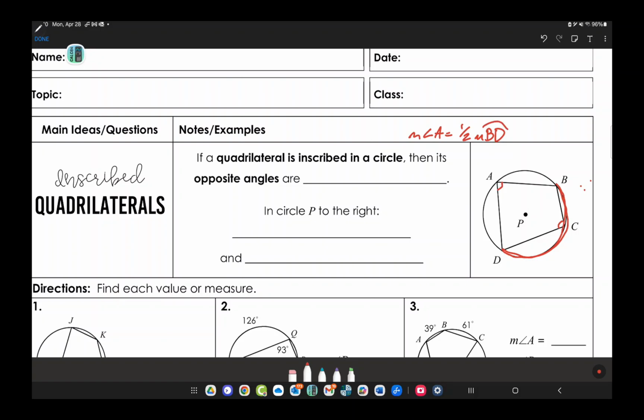All right. Now, what about angle C here? Angle C is 1/2 of what? BAD. So the measure of angle C is 1/2 of arc BAD. What's the sum of arc BD and arc BAD? If you add those two arcs together, what do you get?